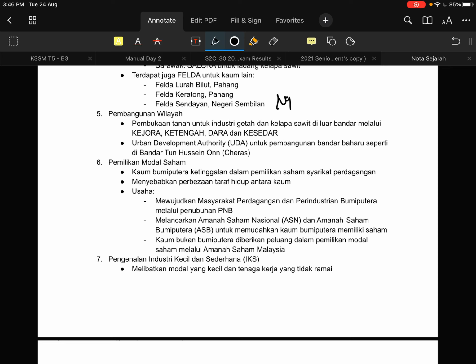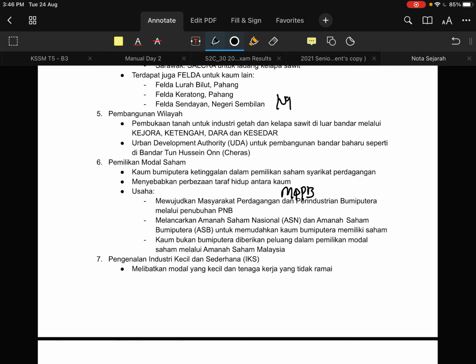So first of all, they made a Masyarakat Perdagangan dan Perindustrian Bumi Putra, or MPPB. So MPPB is done through Pemodalan Nasional Berhad, I think it was called. So that's called PNB. So MPPB is to promote this investment in shares among Bumi Putra. And then next, they want to make these Bumi Putra invest in shares.